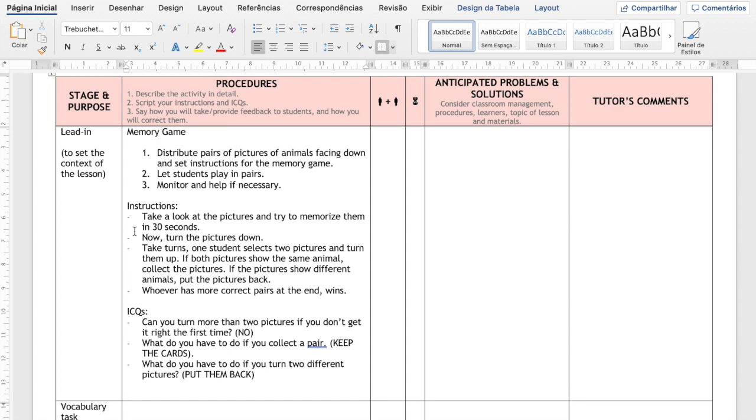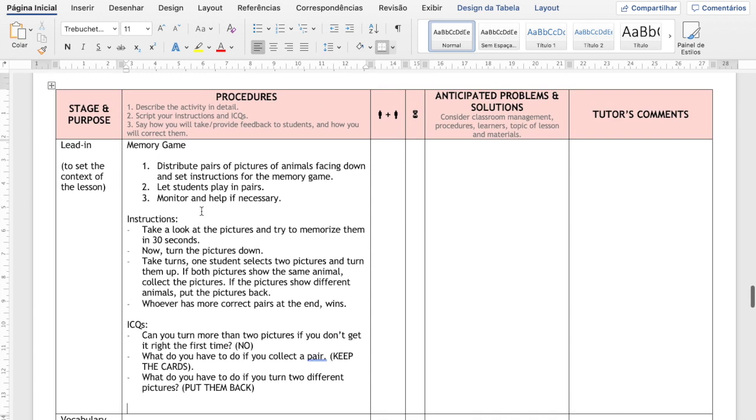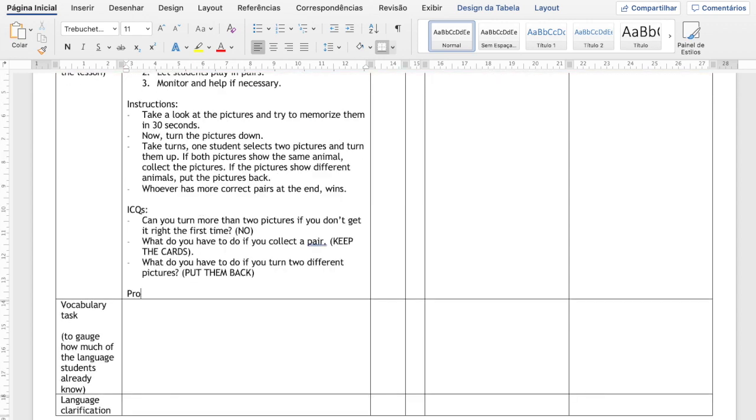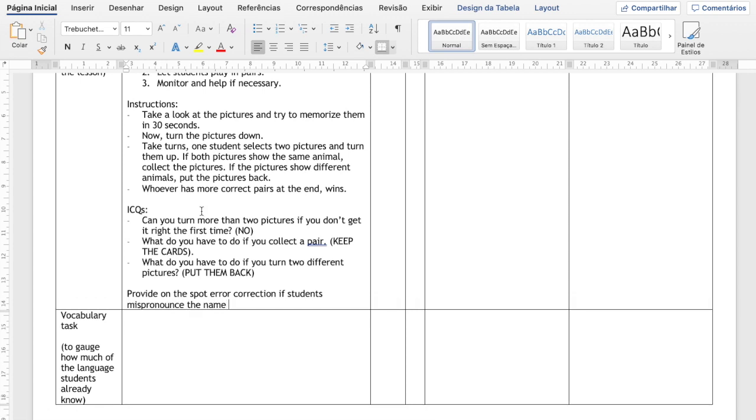And then you can consider how you will take feedback and provide error correction to students. So you can do something like provide on the spot error correction if students mispronounce the names of animals.